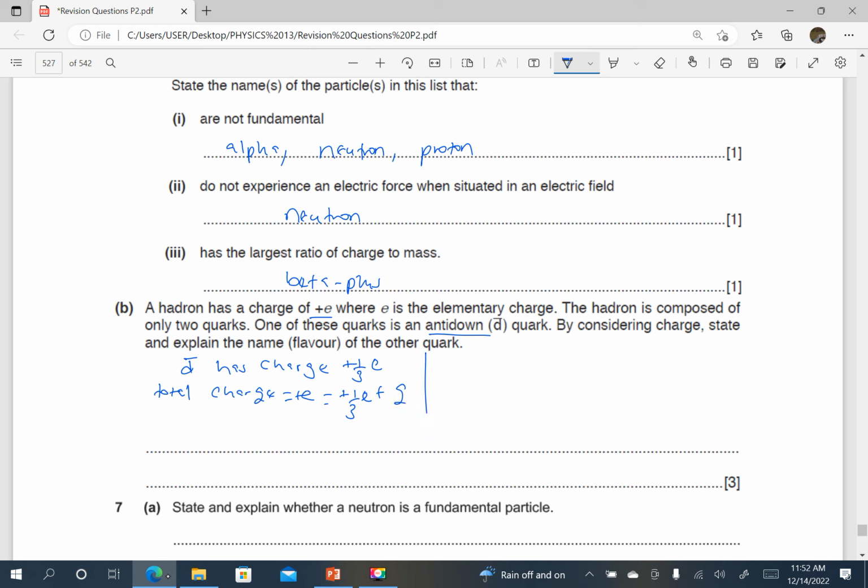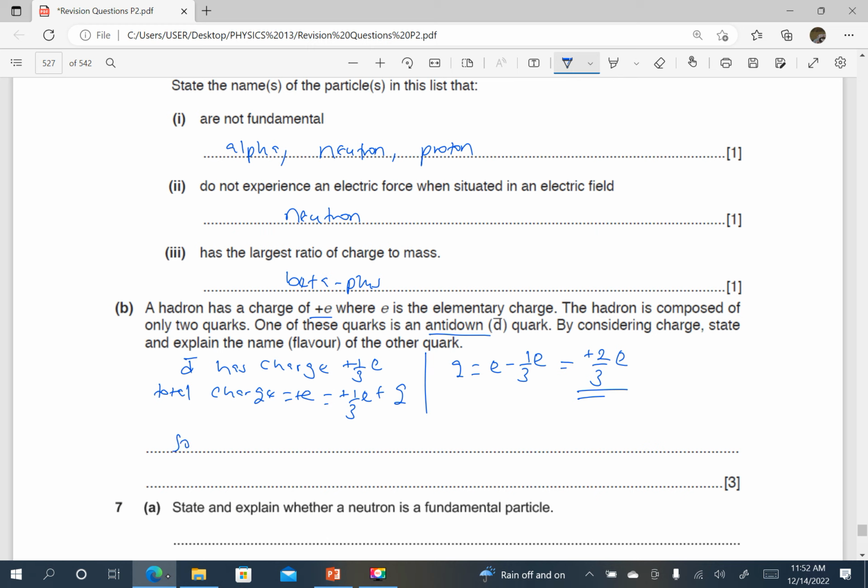So we notice that Q is going to be equal to e minus 1 over 3e. I've made Q the subject, and e minus 1 over 3e, I think, is positive 2 over 3e. So the charge of the other quark is positive 2 over 3e, and this is most likely going to be an up quark. It can be a charm quark or top quark.